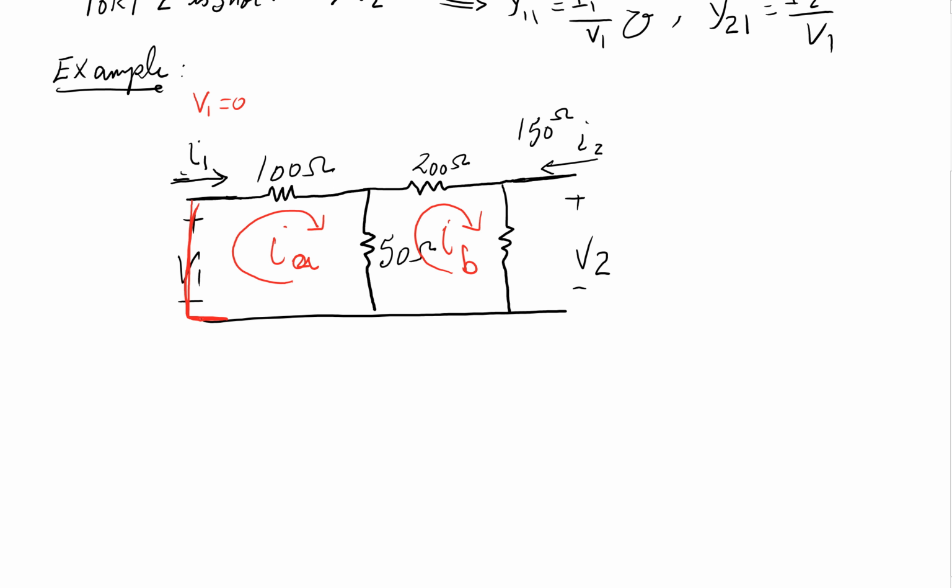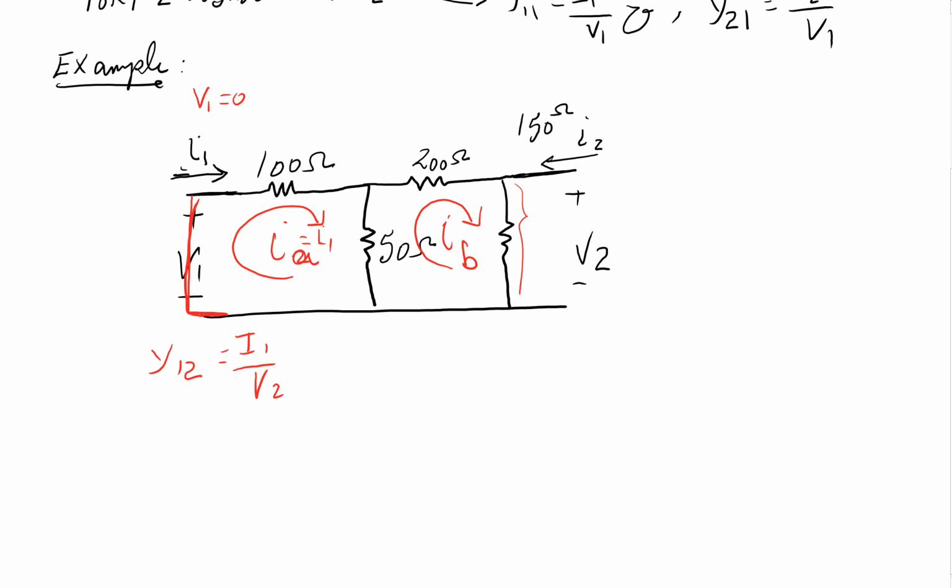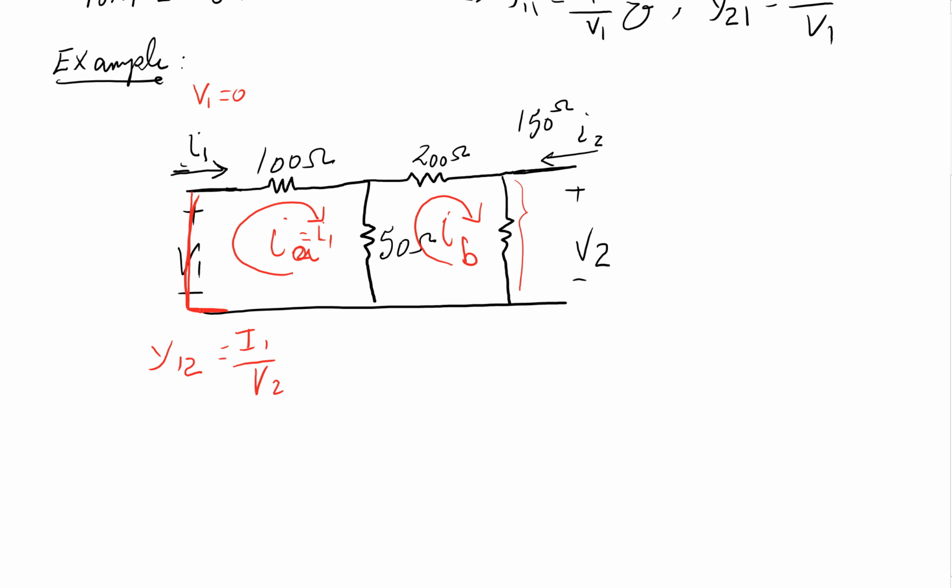So if that's the case, always remember what you're looking for. For this particular case, I am looking to find what Y12 is, which is I1 over V2. As soon as I find that equation, I'm done. One thing we notice is that I1 and IA are actually the same thing. So I've got the I1 in here, and I also know that the voltage here is V2. So I'm halfway there.